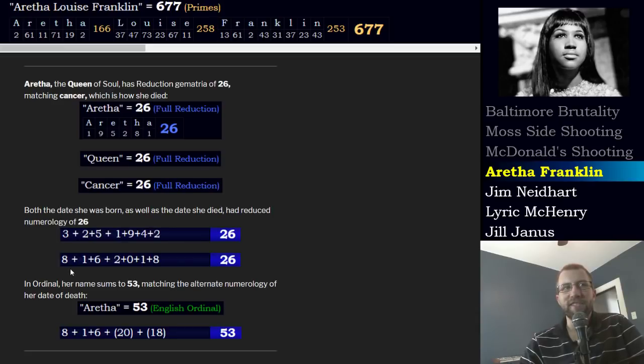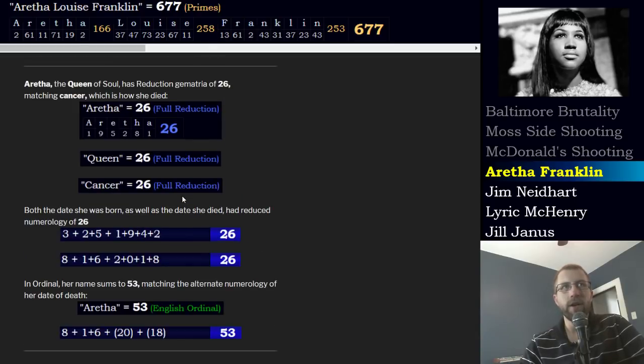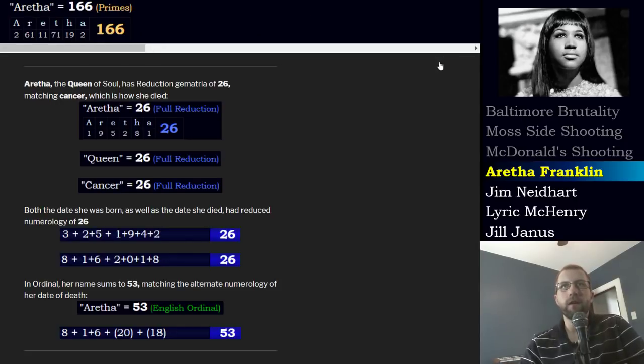8 plus 1 plus 6 plus 2 plus 1 plus 8. This sums to 26. This is the same reduced numerology as her birth date, March 25th, 1942. Add all the digits together, you also get 26. The name Aretha equals 26.